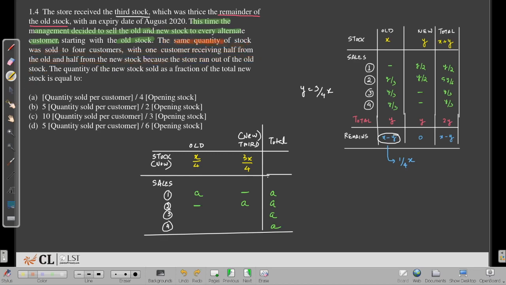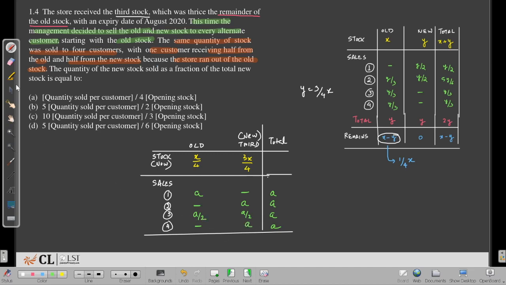The same quantity of stock was sold to the four customers, with one customer receiving half from the old and half from the new stock, because the store ran out of the old stock. The store would have run out of the stock with the third customer. That customer received half from the old and half from the new. So the total was A. So this would be A by 2, and this will be A by 2. And the next customer would have received A.